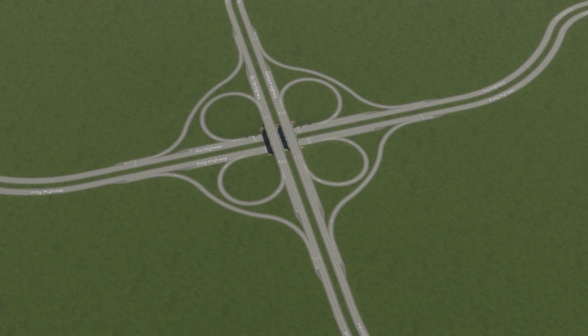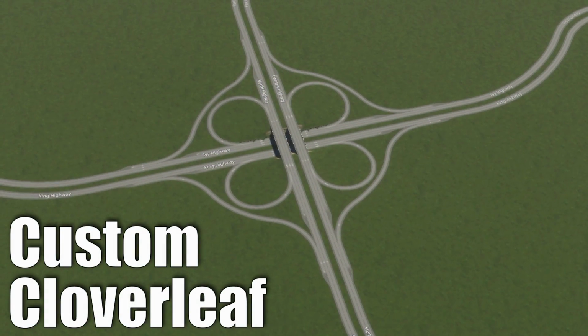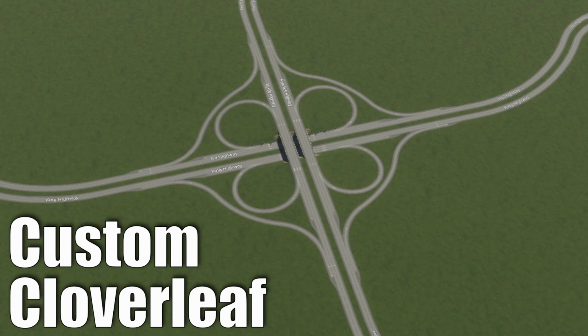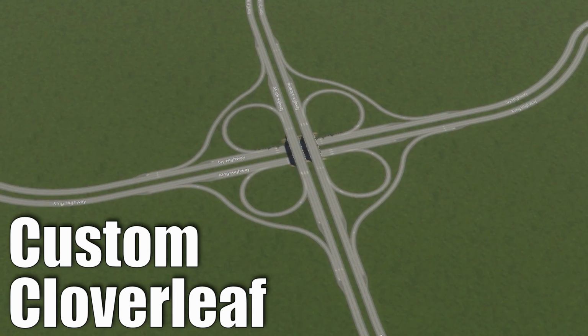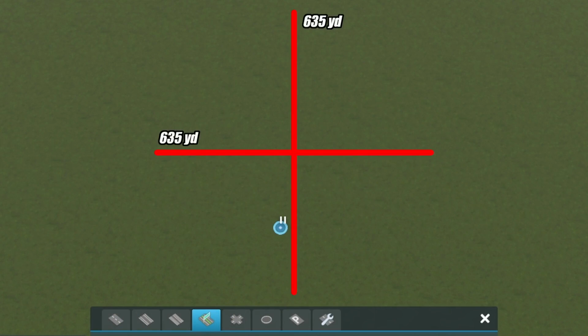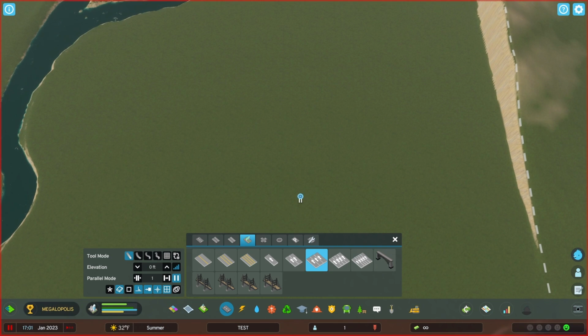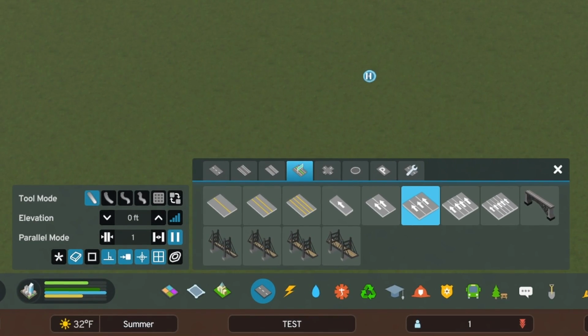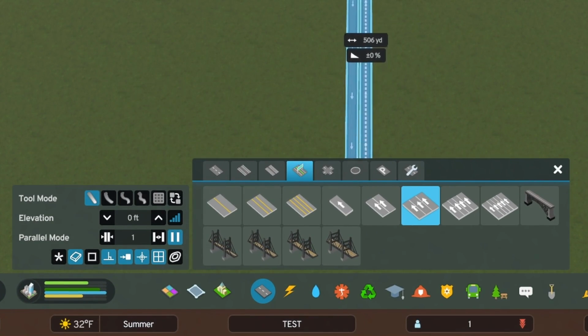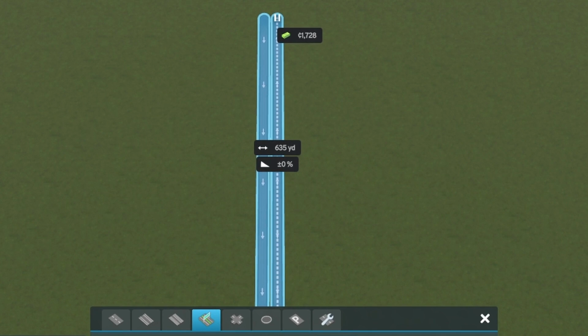Today, I'll show you how to make a realistic and custom Cloverleaf interchange that can be adapted for any scenario a Cloverleaf would fit. For this interchange, we will need a distance of 635 yards on each set of highway roads. Level out the area and place parallel 3-lane one-way highways with a gap of 1 unit between them for a straight distance of 635 yards.